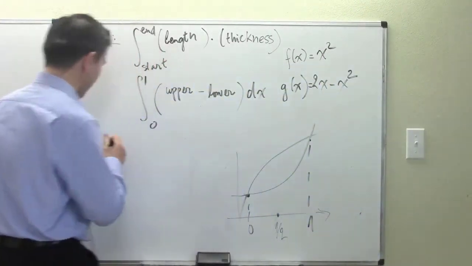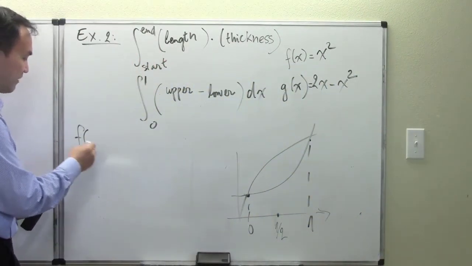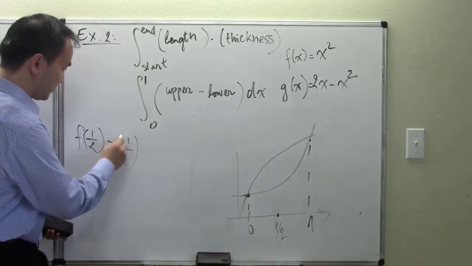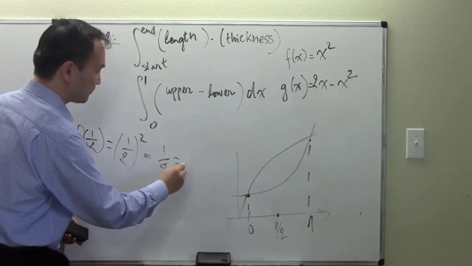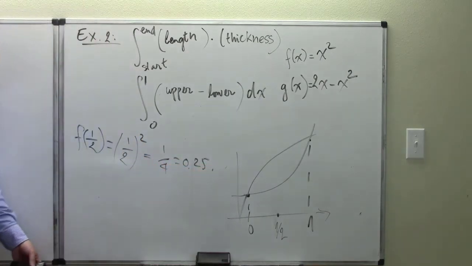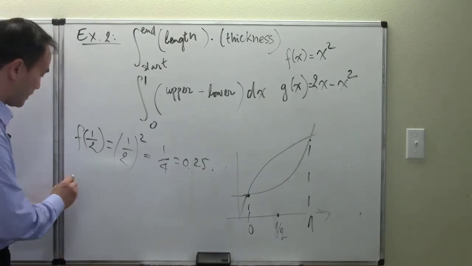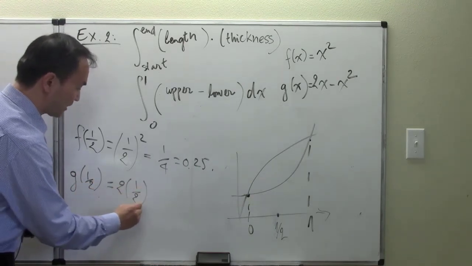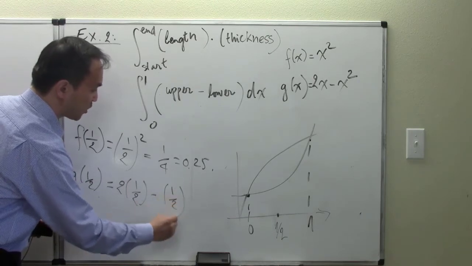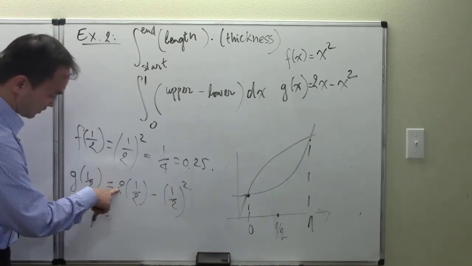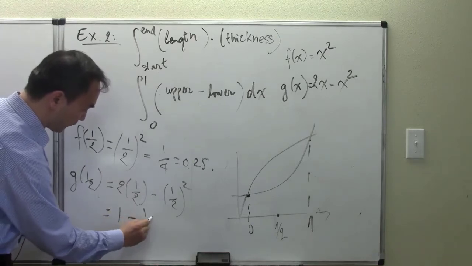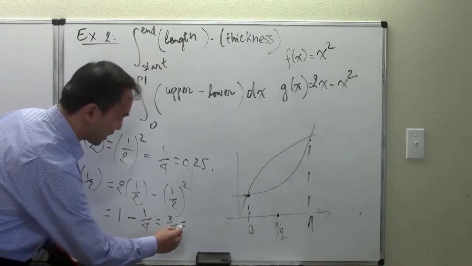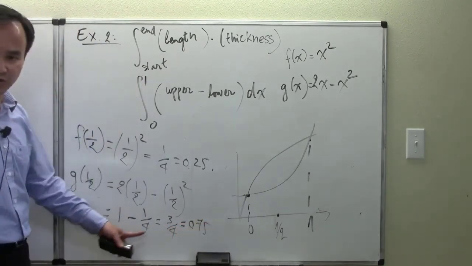Now I don't have a calculator immediately with me here, but f of 1/2 is 1/2 all squared. So that gives me a positive 1/4, or 0.25, in case anyone loves working with numerical values. And then g of 1/2 is 2 times 1/2, which is 1, and then minus 1/2 all squared. See, 2 times 1/2 is 1, but minus 1/4. So this actually gives me 3/4, or 0.75.